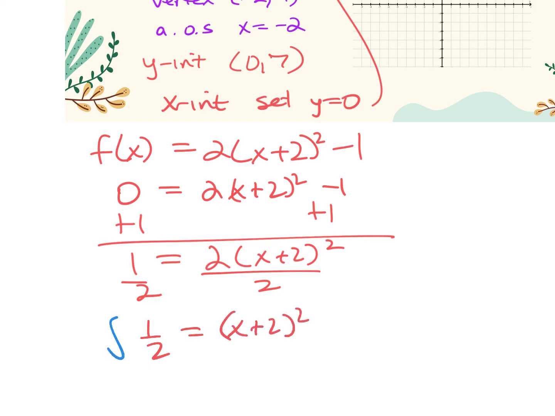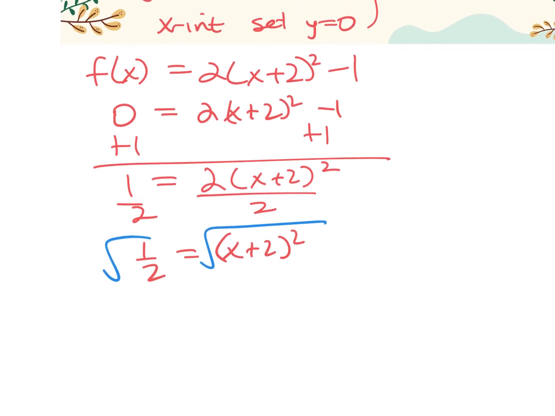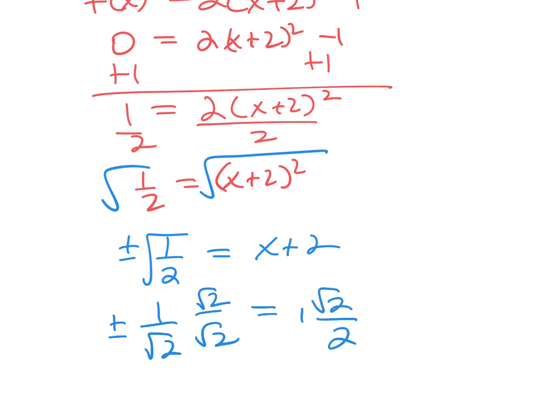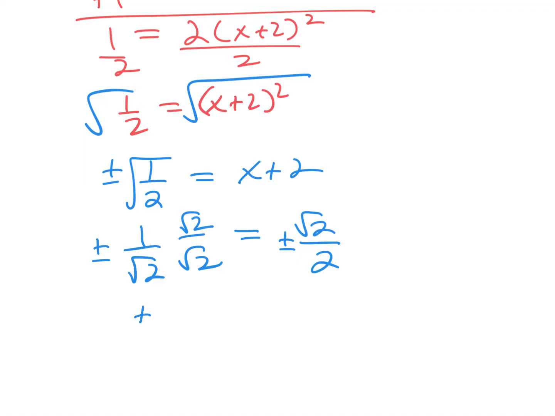I apply the square root method. I get plus and minus the square root of 1 over 2, equals x plus 2. I can't leave a radical in the denominator, so I have to rationalize this by multiplying the top and the bottom by the square root of 2. So that simplified radical 1/2 becomes square root 2 over 2. So now I have plus and minus square root 2 over 2 is equal to x plus 2.